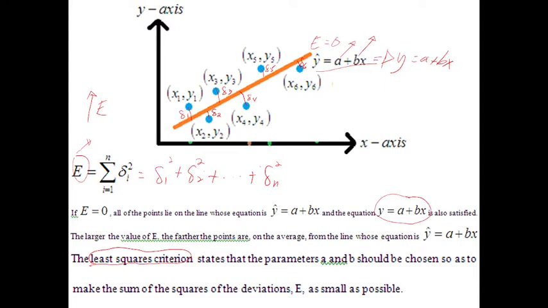So para magawa yon as small as possible, gagamit tayo ng method of least squares. Okay? Gagamit tayo ng method of least squares in order to determine A and B. Parameters A and B. So, ano yung parameter A dyan? Ano yung parameter B niya? B dyan. Okay?